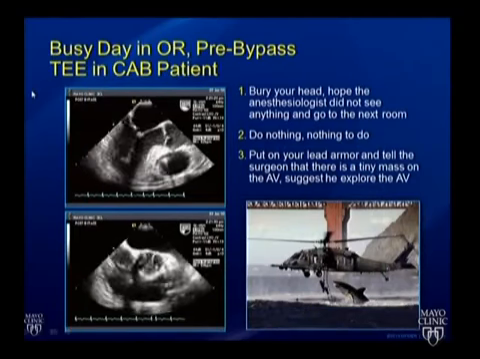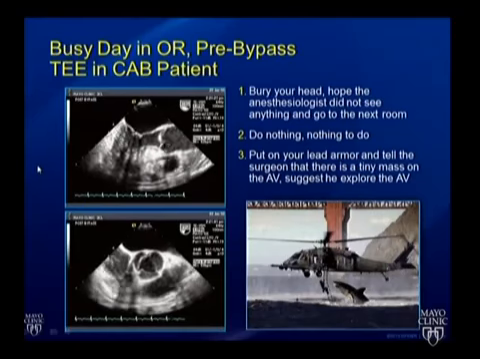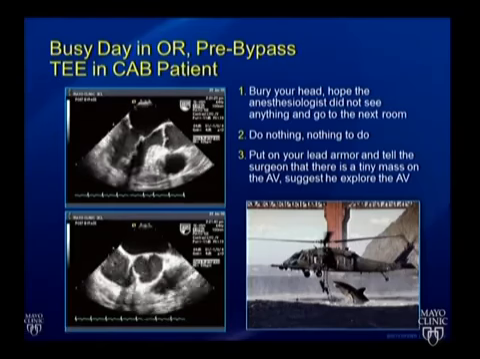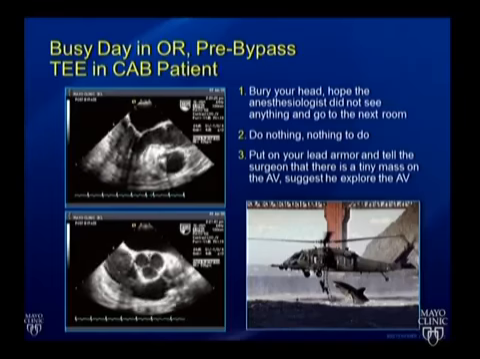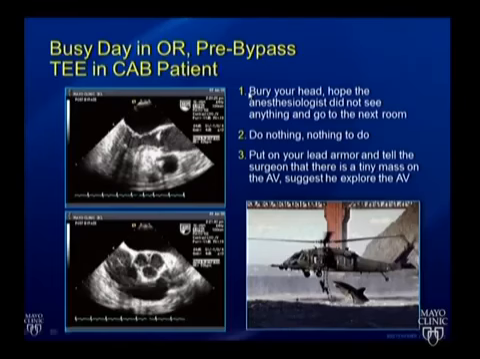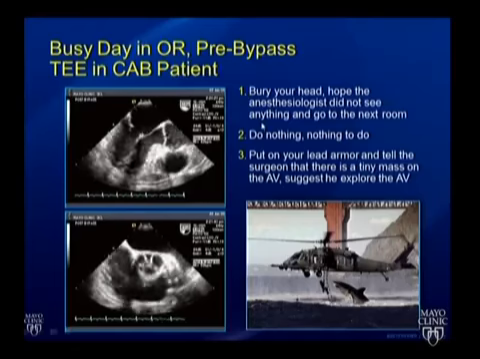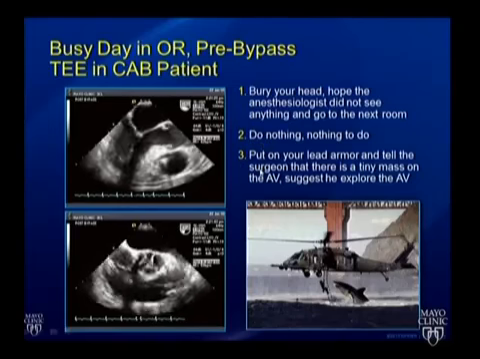So here's a patient, you're on a busy day in the OR, and Dr. Suri comes up to me and says, okay, Kyle, I see you're doing TEE. Try not to see any unusual masses because I have this reputation in the OR that I always find these things. So what do you see on this valve and what would you do about it? Would you bury your head and just hope the anesthesiologist doesn't know anything about echo? Would you do nothing because there's nothing to do? Would you put on your lead armor and tell the surgeon there's a tiny mass?